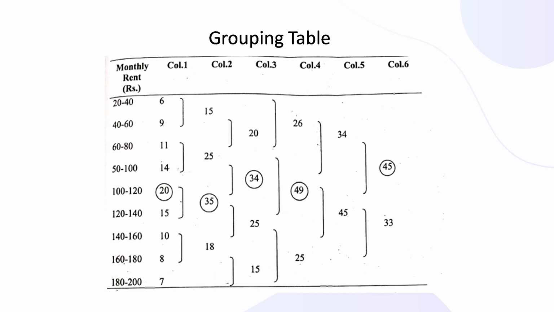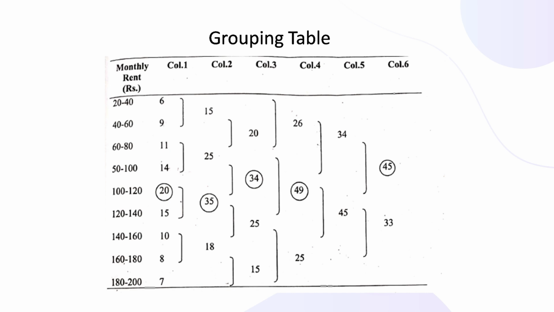So here, briefly, I will tell you: identify the highest frequency in column number 1. In column number 2, add 2 to 2 and identify the highest frequency. In column number 3, ignore the first frequency, add 2 to 2, and identify the highest frequency. In column 4, add 333 and identify the highest frequency. In column 5, ignore the first frequency, start from the second frequency, add 333 and identify the highest frequency. In column 6, ignore the first two frequencies, add 333 and identify the highest frequency and encircle it.